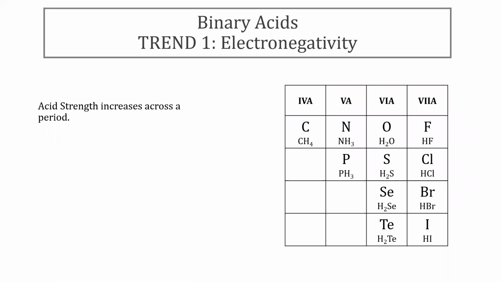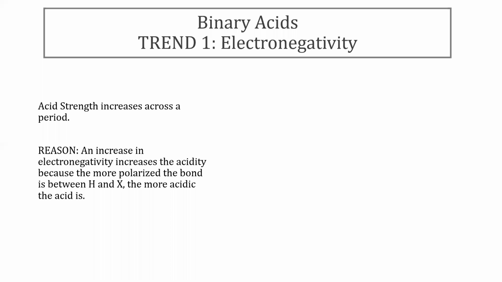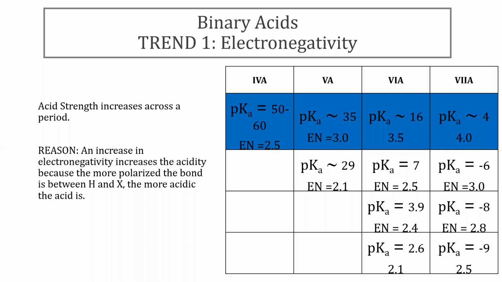Acid strength increases across a period because an increase in electronegativity increases the acidity, because the more polarized the bond is between H and X, the more acidic the acid is. As evident in blue in period 2, looking at CH4, NH3, H2O, and HF, the electronegativity increased from 2.5 for C to 4.0 for F, and simultaneously the pKa has decreased from 50 for CH4 to 3.2 for HF due to this trend.